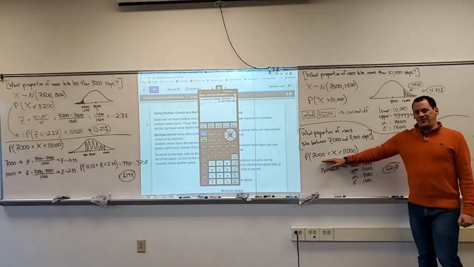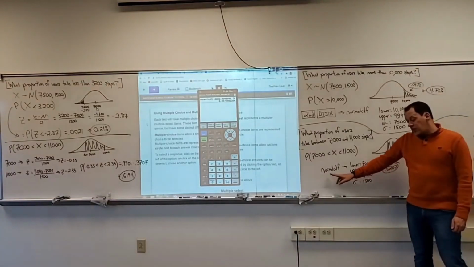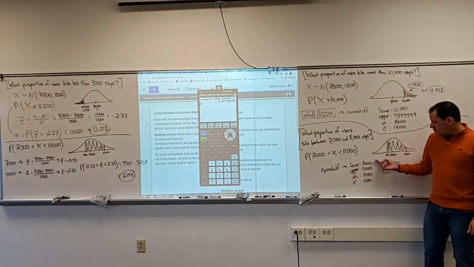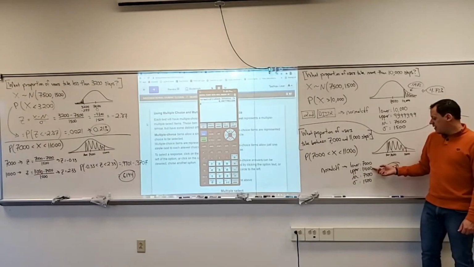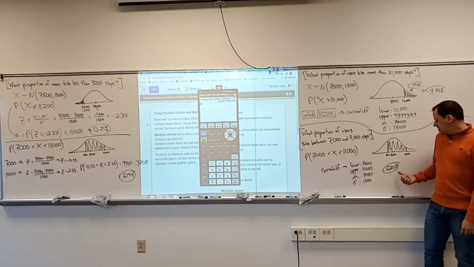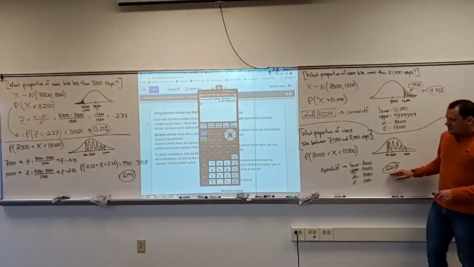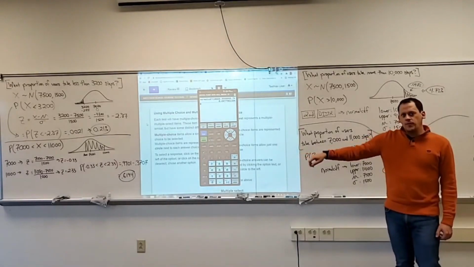Probability statement. Sketch of the curve. We go to normal CDF and plug in these numbers for lower, upper, mean, and standard deviation. And out pops the answer, 0.6207, which is a little different than what you got using the table.